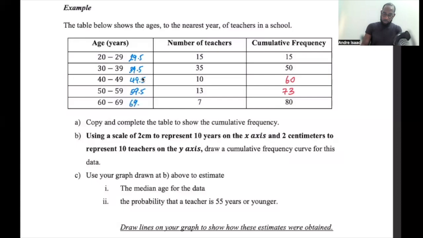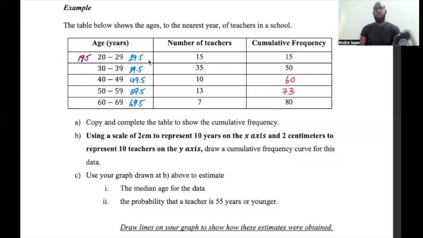69.5. To get the upper boundary, we just add 0.5 to the upper class limit, all right? So all of these numbers here, we add 0.5 to it. Now, since we want the cumulative frequency to start at the x-axis, we are going to use this lower limit here, and we're going to subtract 0.5, so this is 19.5, all right?